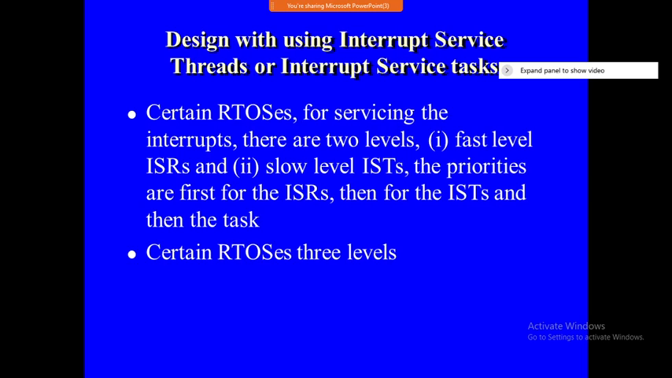RTOS provides the nesting of the ISRs. Nesting of the ISRs means first level ISRs and second level ISRs. Second level ISRs means ISTs. These facilities are also provided in this RTOS.